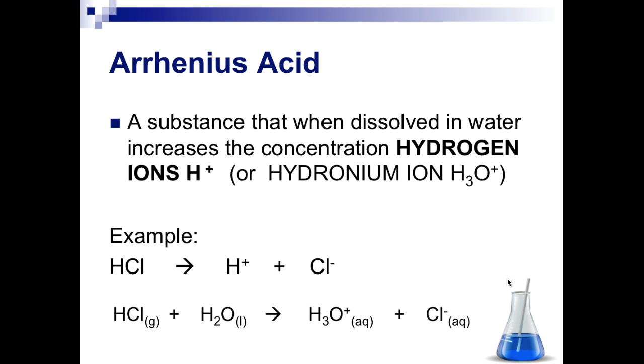An Arrhenius acid is a substance that, when dissolved in water, increases the concentration of hydrogen ions. We know those as H pluses, or hydronium ions, which is H3O pluses. So let's look at two examples. Both of these examples are Arrhenius acids because when HCl dissolves in water, it produces H plus. That is the signifier that it's an acid. Or when it reacts with water and is dissolved, it produces H3O plus, which also indicates that it's an acid.